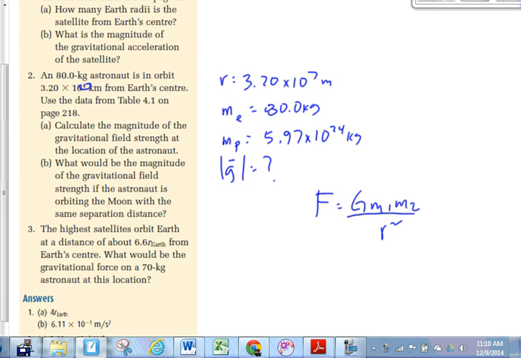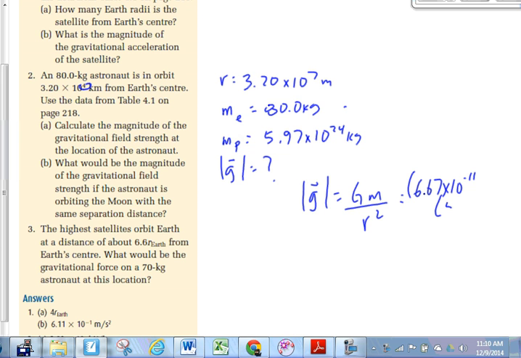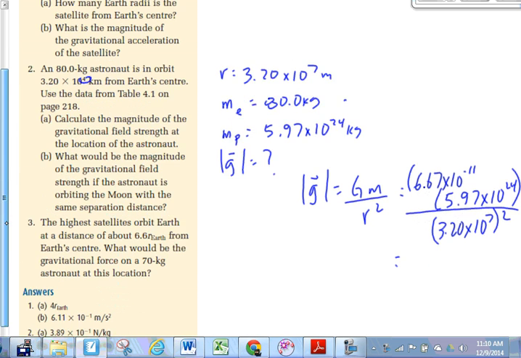Now, what do you know more about, the producer or the experiencer? Bruce? The producer, right? We know the mass of the experiencer, but we don't know the force felt by the experiencer. So let's use the producer equation. G is 6.67 times 10 to the minus 11 times the mass of the producer, 5.97 times 10 to the 24, divided by 3.20 times 10 to the 7 squared. And when you do the math on that one, you should get 3.89 times 10 to the minus 1.